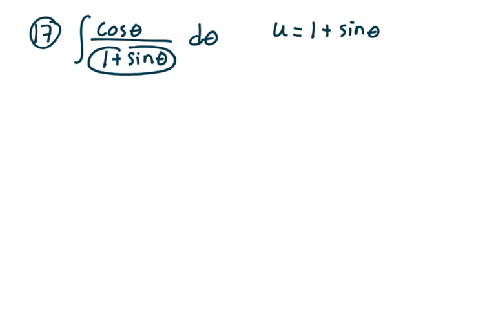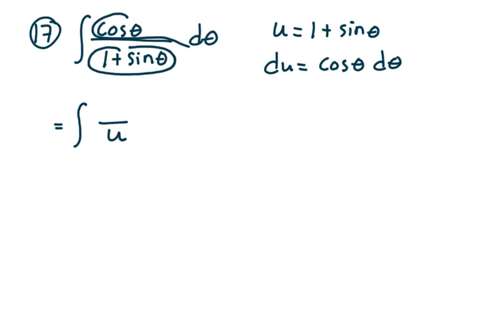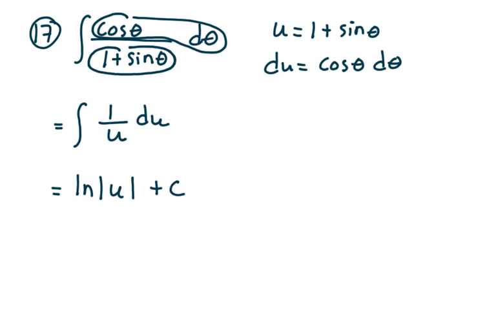Okay? Du is cosine theta d theta. And this is the integral. Now, the denominator became u. Now, cosine theta d theta is another name for du, right? So I'm going to integrate 1 over u du. But this is natural log of the absolute value of u plus c. Okay, you don't want to take the natural log of a negative number, and it could be negative, so we have to take absolute values.